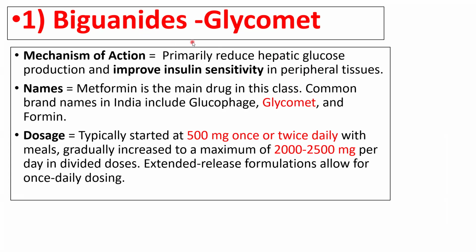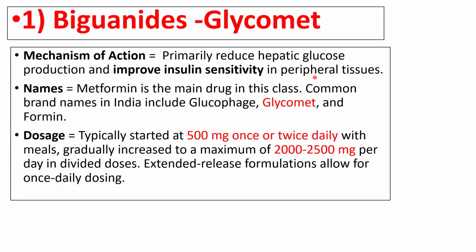So biguanide is acting at 2 levels. One is the liver, where they say, liver, you should not create any sugar. Stop. And they tell the receptors, get stimulated and allow the insulin to act. Okay, so they improve the insulin sensitivity. Peripheral, this word is very important. Pancreas is a central organ. So some medicines will act on the pancreas. Some medicines will act on peripheral tissues. Two things are very clear.